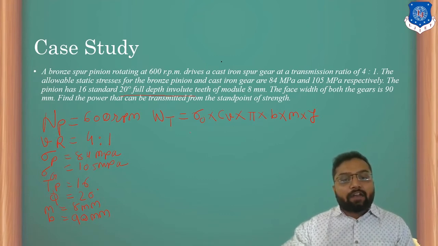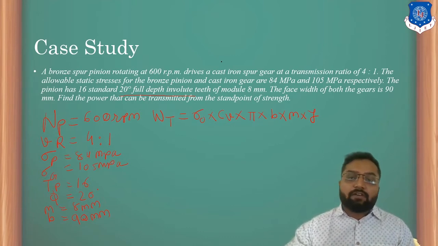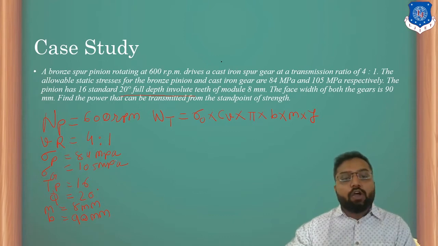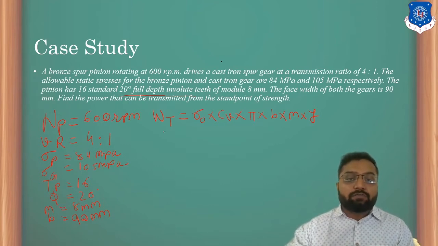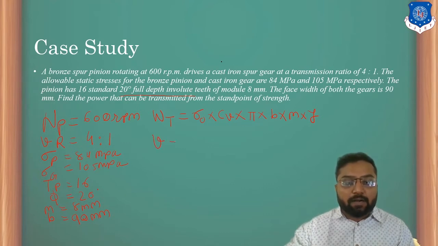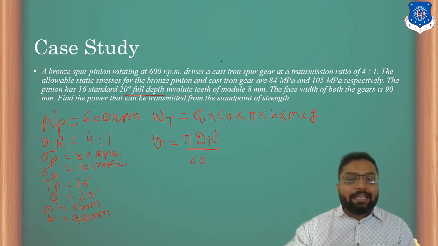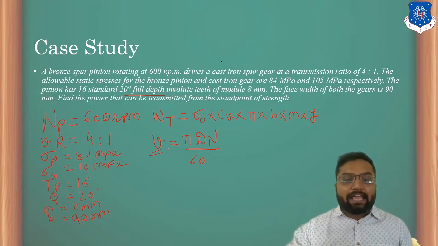Clear? Here our value of sigma 0 is either 84 or 105. I will tell you how you are going to decide this value for both of them. CV is going to depend on the linear velocity of the gear or pinion. How are you going to find this linear velocity? The linear velocity is V equals pi d n by 60, where d could be dp or dg according to our equation, but the velocity for both pinion and gear is the same. So you can take either pinion or gear.